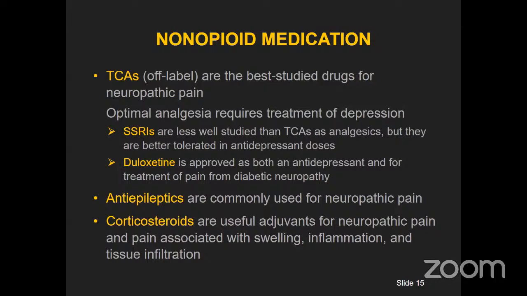Non-opioid medications: TCAs, tricyclic antidepressants, are off-label and are the best studied drugs for neuropathic pain. Their efficacy for treating post-herpetic neuralgia and diabetic neuropathy has been exhibited in numerous placebo-controlled studies. However, they're associated with a lot of anticholinergic side effects in older people.